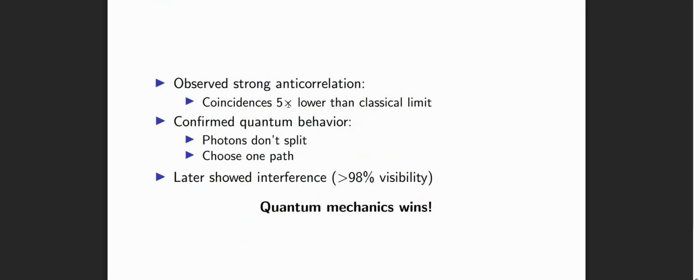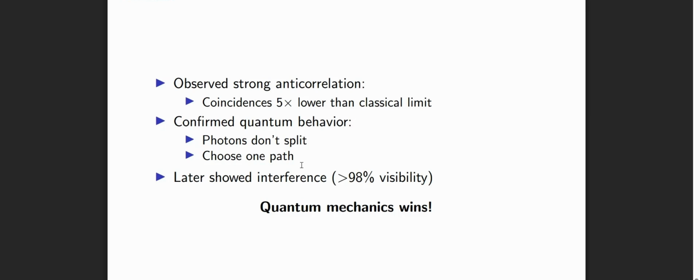So the coincidence photons were about 5 times smaller than these two values, which confirms the quantum behavior of the light. That means the photon doesn't split, but actually chooses one path or the other. That means quantum mechanics wins here, right?